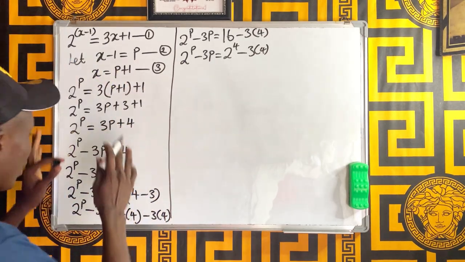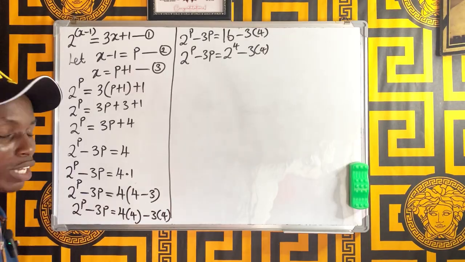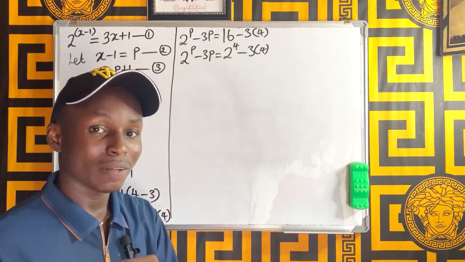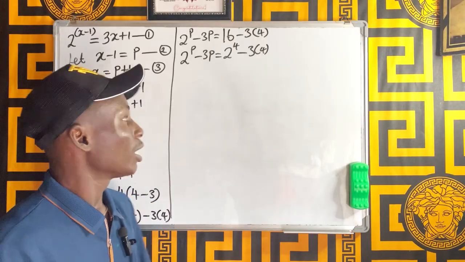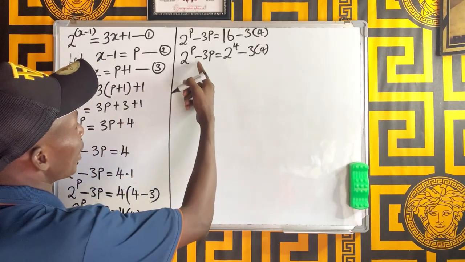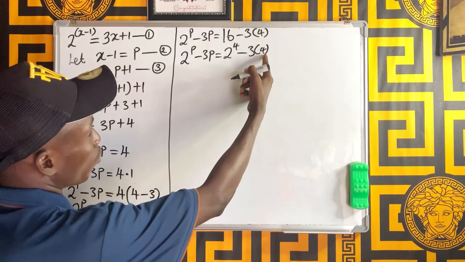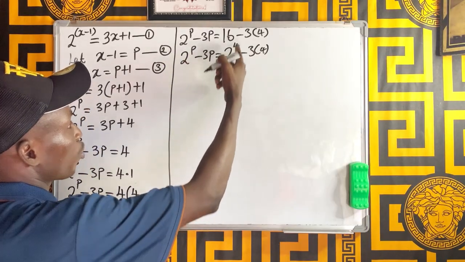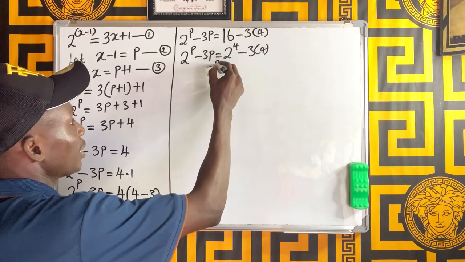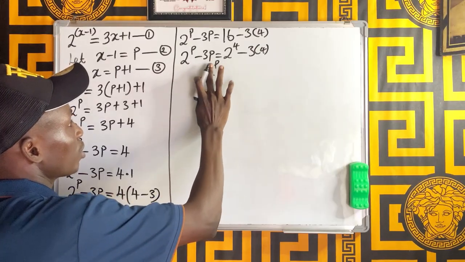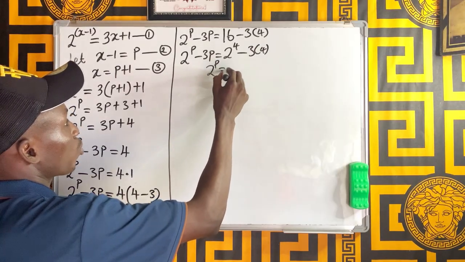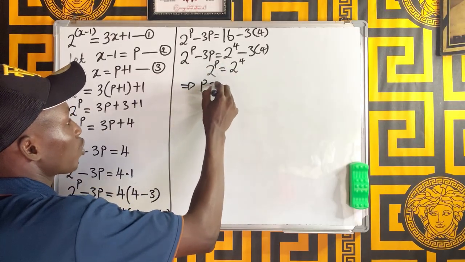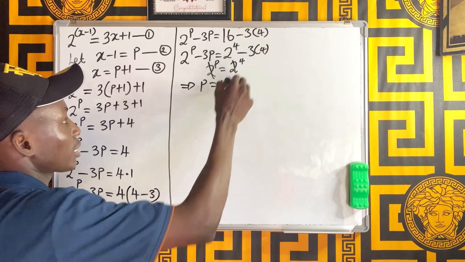And you are not wrong. Look at what you have done here. We are not wrong in any way. Now, at this point, we are going to compare the left-hand side with the right-hand side. Looking at this, you can see that minus 3p is equal to minus 3 into 4. And 2 raised to the power of p is equal to 2 raised to the power of 4. This implies that p is equal to 4 by equating the powers.